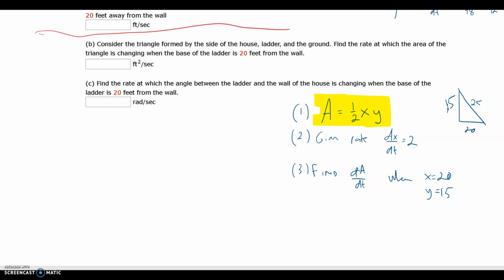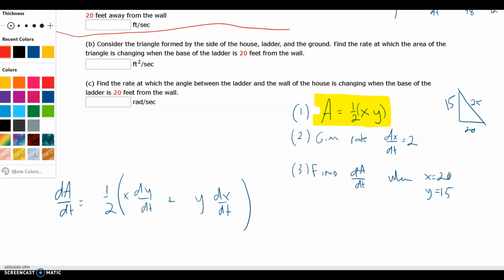We won't have a value for dy/dt. So that could be a problem, and I'll show you what I mean. If we went ahead and did the calculus step, dA/dt equals 1/2, and then you need the product rule, so be careful. You have to do leave x alone, dy/dt, plus leave y alone, dx/dt. This is why I like to organize myself like this.